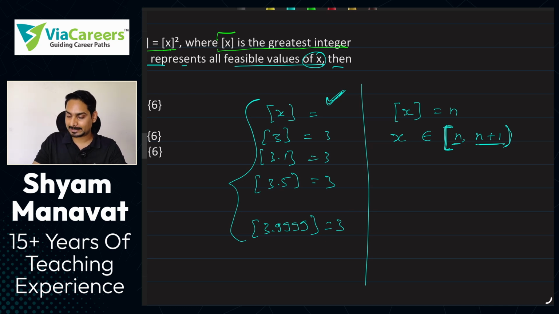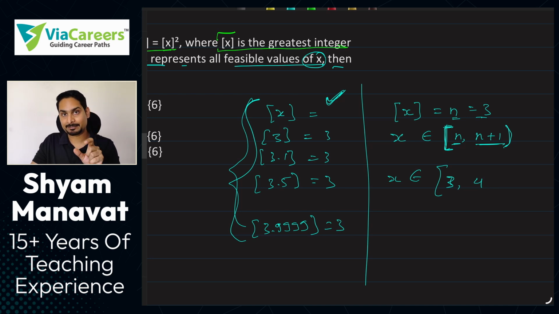Example, x can take any value, let's say n is equal to 3. So x can take any value from where? From 3 to 4, 3 plus 1, 4. But it cannot take the value 4, okay? I am not saying this. This is the definition of greatest integer even mentioned in the question. Including 3 but not including 4, okay?